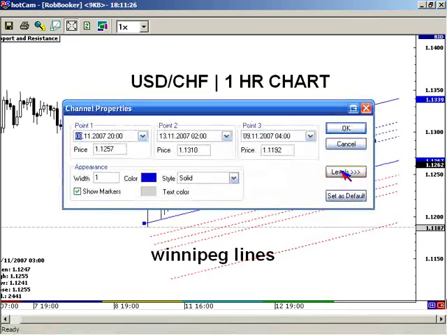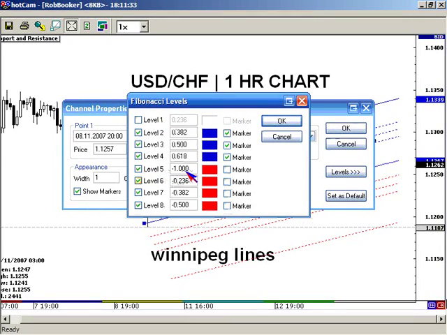If you look at the chart right now, at what I'm doing, I can choose levels, and I can actually post levels. See, level 5 is -1, level 6 is -236, level 7 is -0.382, and so on. These are extensions of the outside of the channel.